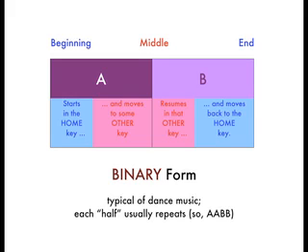Here's a short example of a piece in binary form. This is by Johann Sebastian Bach. It's a bourrée, which is a dance. The B section happens to be twice as long as the A section. The piece starts in E minor. What key do you suppose it moves to? Check your diagram.